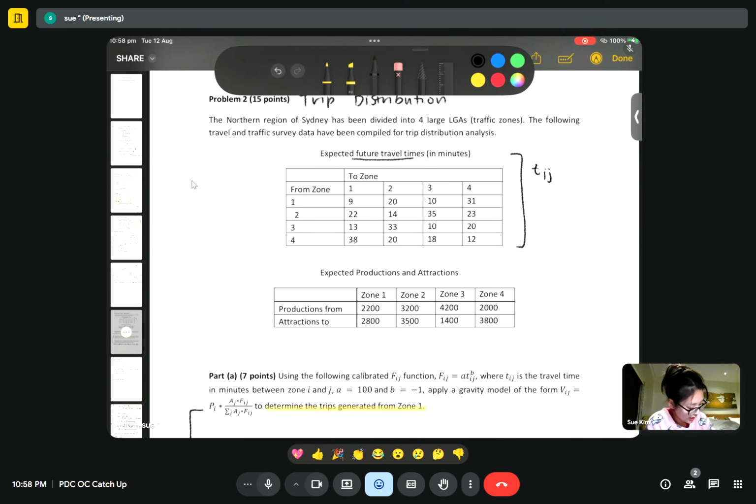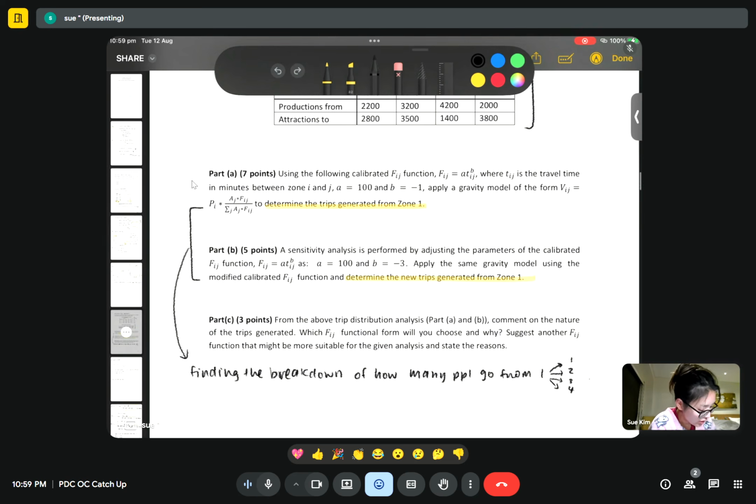And then here they give us the expected productions and attractions. This is basically the total number of people that they're expecting will leave each zone and arrive at each zone.